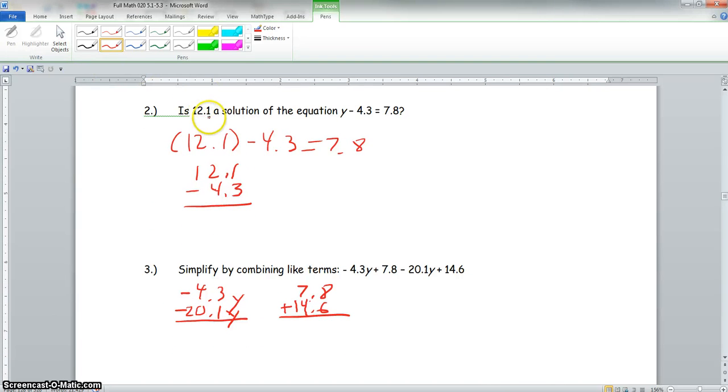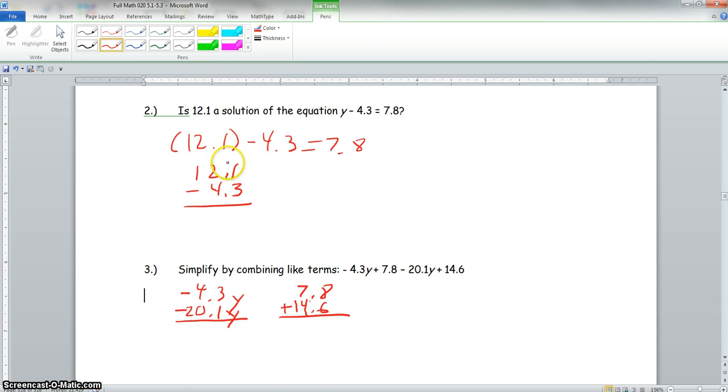It says, is 12.1 a solution of the equation y minus 4.3 equals 7.8? So what they're asking you to do is to substitute in 12.1 for y, and if that minus 4.3 gives you 7.8, your answer will be yes. So we set this up. We substitute in 12.1 for y. We put that in parentheses. Then there's nothing more we could do with this parenthesis.